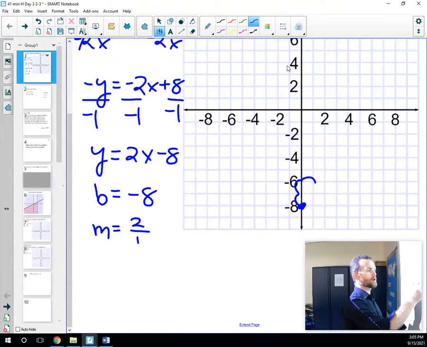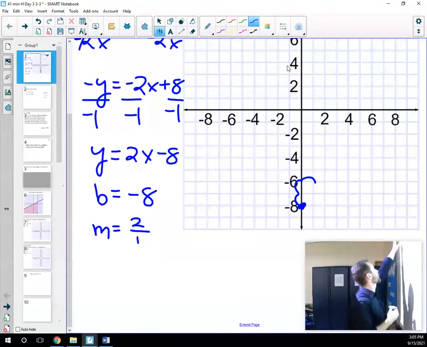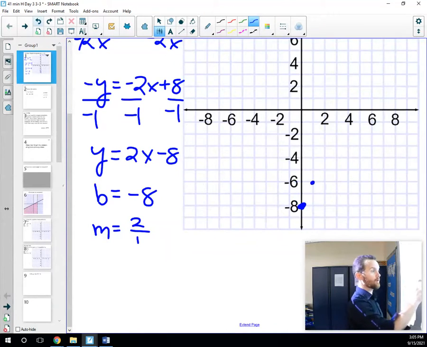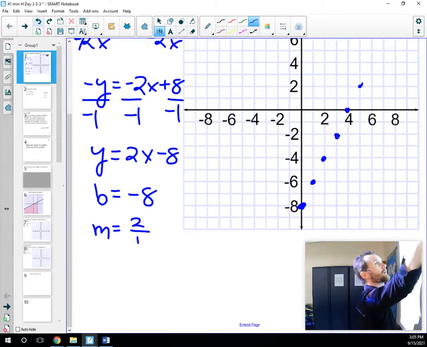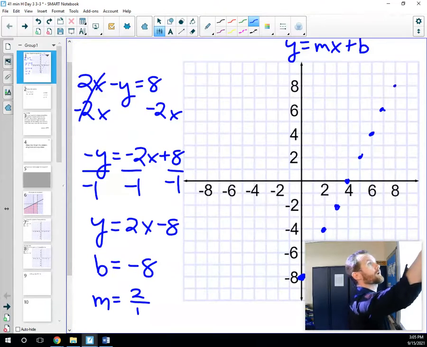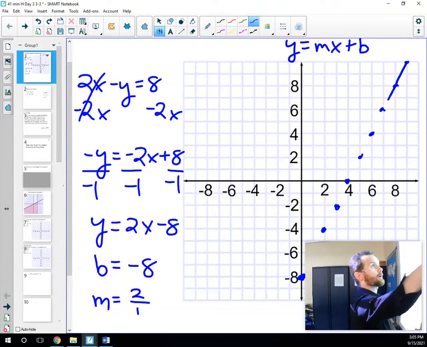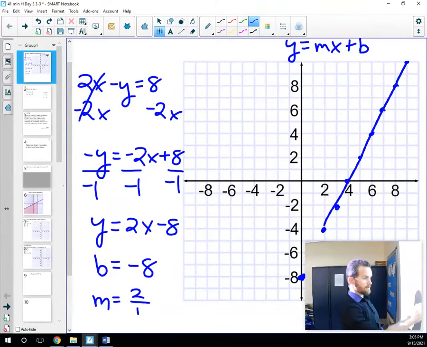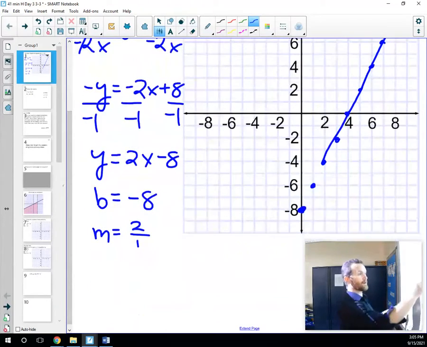Then I just go up 2 over 1, and I'm going to do that over and over again. So up 2 over 1, up 2 over 1, all the way till I run out of space. Gotta scroll back up 2 over 1, up 2 over 1. And there's our line. Faces in the way. There we go.